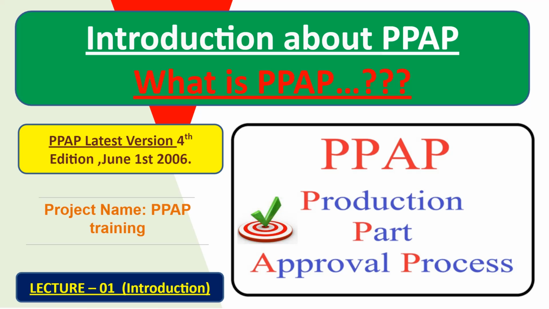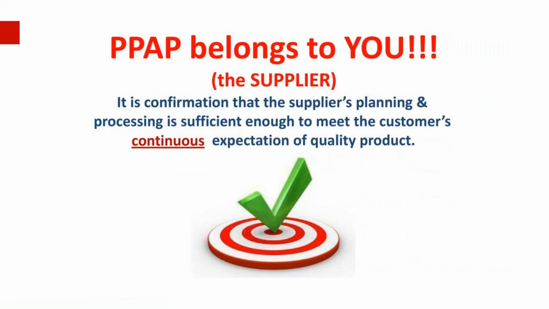So today we are going to start a video about the introduction to PPAP. What is PPAP? What is the latest version of PPAP we are using now? So lecture 1. PPAP belongs to you, the suppliers, generally used in the automobile sector, as confirmation that the supplier's planning and process is sufficient to meet the customer's continuous expectation of a quality product. Means we are maintaining a record of the process.